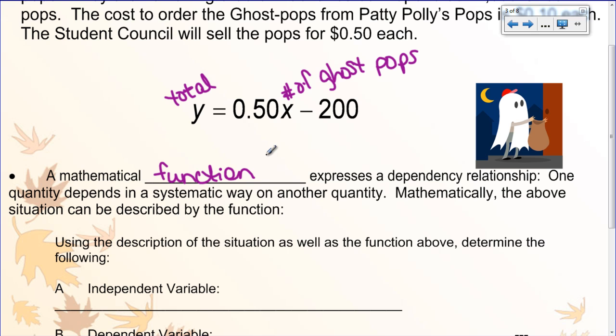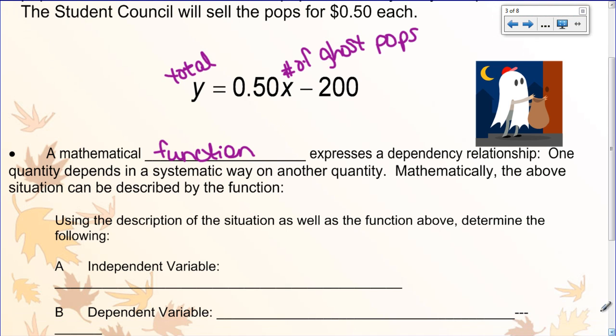So using the description of the situation about the ghost pops and the student council, we have to determine the following: what's independent and what's dependent. Well, we wrote it out in our equation. I told you what represented what. So Y is going to be the total profit, how much money they made, and X is the number of ghost pops. So those are our two variables. I've got to decide which one's independent and which one's dependent.